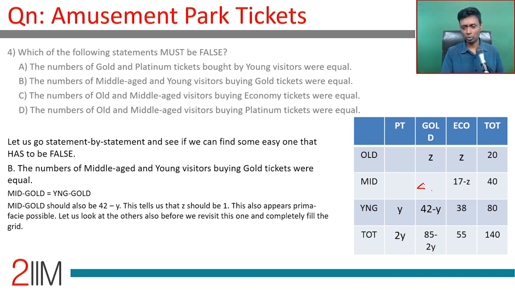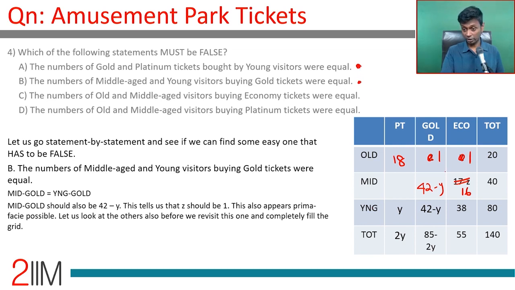So this is also 42 minus y. And so this is 85 minus 2y. These two add up to 84 minus 2y. That means this is 1. This is 1. That means this is 18. And so we've got z is 1. This is 16, therefore. So this seems to be fine. We may be able to put some value of y and then fill everything else out. Once again, we do not know that this has to be false. No dead giveaway here either.